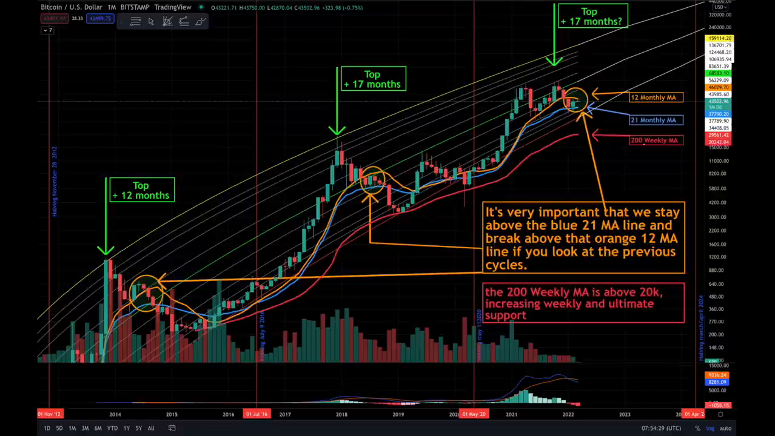We are above 20K, which is above the previous all-time high. The longer we will stay above that blue line and maybe even break that orange line, the higher the 200 weekly moving average will go as well. So the higher the ultimate bottom would be. This is a very interesting chart.